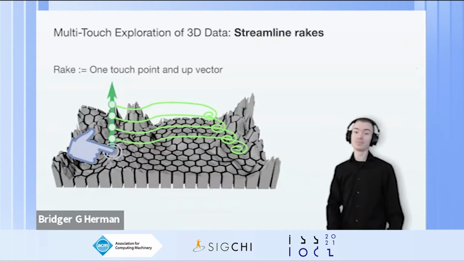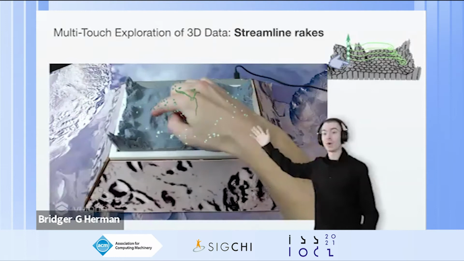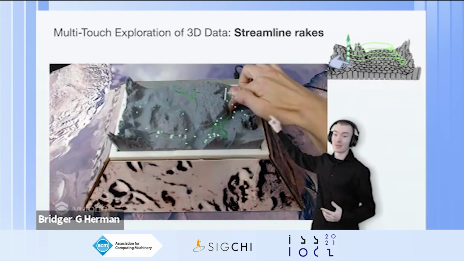In practice, the user can touch points on the physicalization to seed the streamlines, and we can see the preview is shown as a little white stick. If the user wants to pick different points along the streamline, all they need to do is just move their finger and then release when they've found a point that's interesting to them on the physicalization.